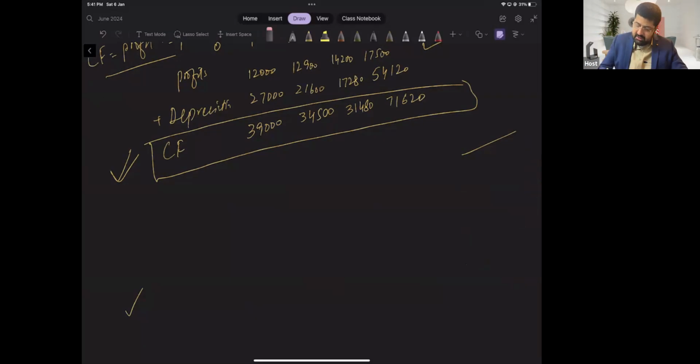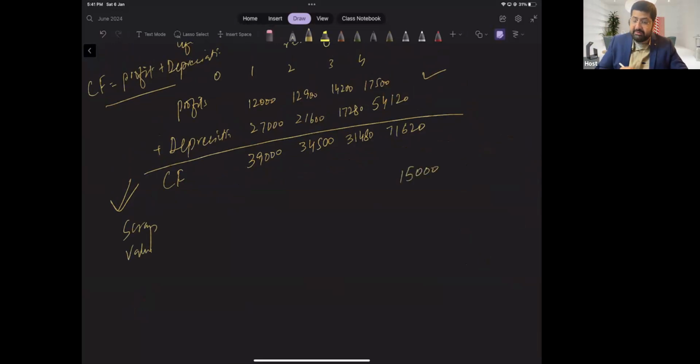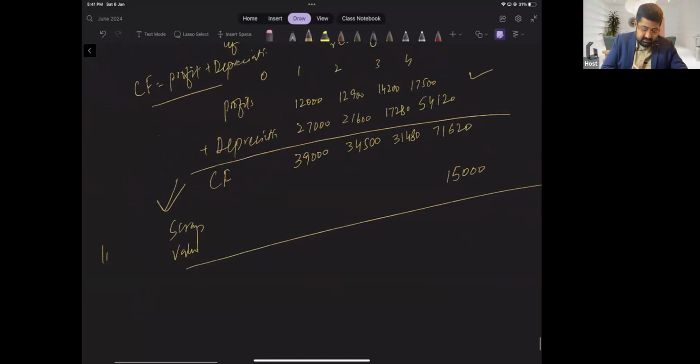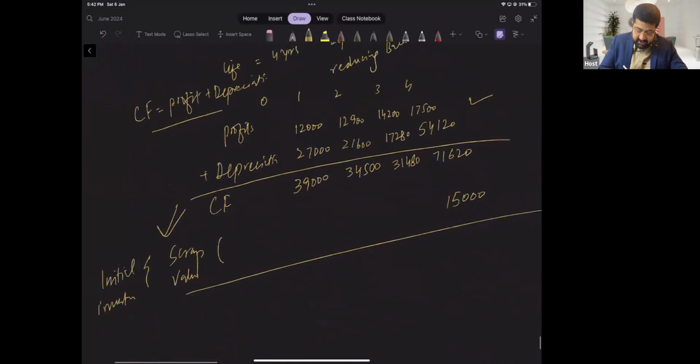Right. Now, students, there is one more thing. There is scrap value of machinery that will also be received in the final year, 15,000. So we have net cash flows, initial investment, and scrap. Initial investment is how much? 135,000 negative in year 0.